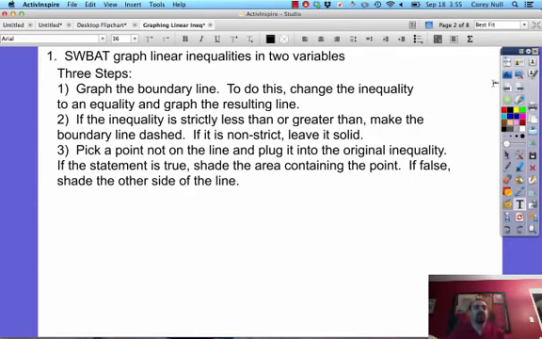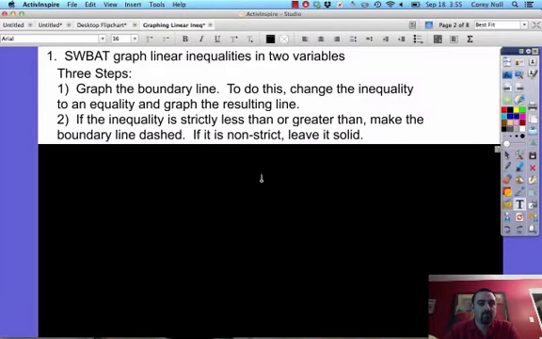Here are the steps we're going to look at. In order to graph our solutions, because our solution is going to be a graph, we're going to do three things. The first thing is to graph the boundary line. To do this, we change the inequality to an equality, and then we graph that line. The second thing: if the inequality is strictly less than or strictly greater than, then we make the boundary line dashed. If it's not strict, then we leave it solid.